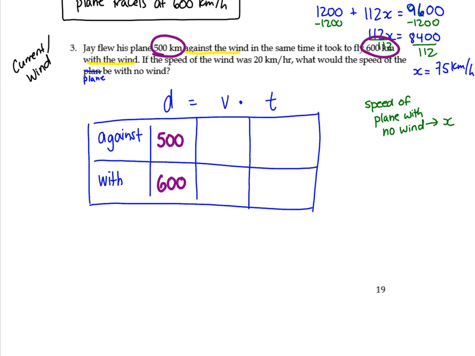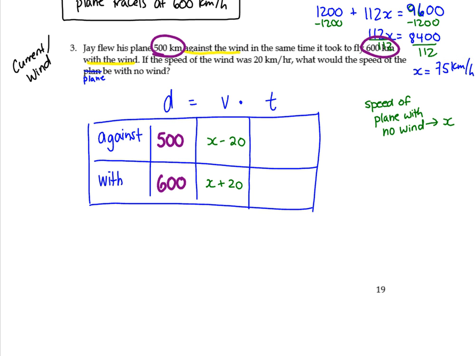So when you're flying against the wind, is the wind slowing you down or speeding you up? Slowing you down. By how much? 20. So what would be your speed against the wind? x minus 20. With the wind, x plus 20. Now that we have that, what are we going to do with our last column?